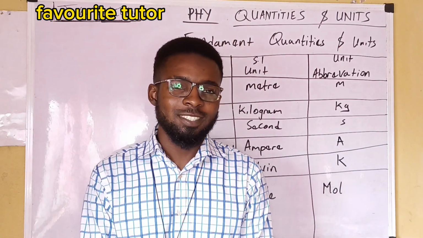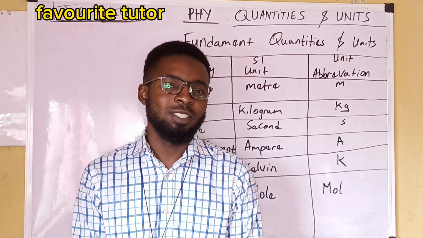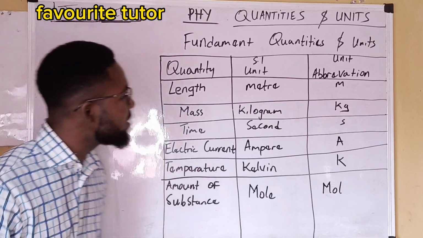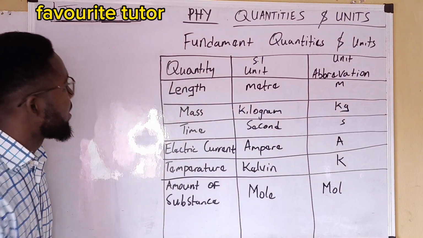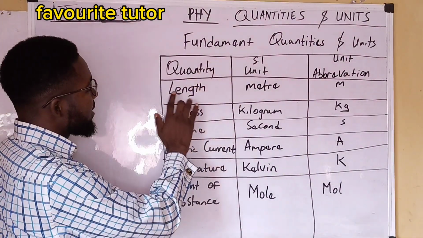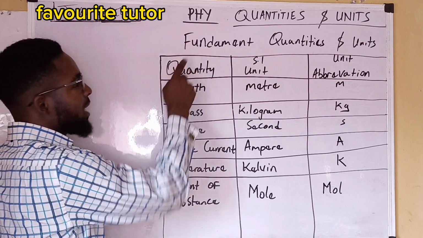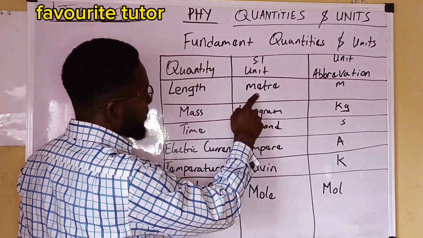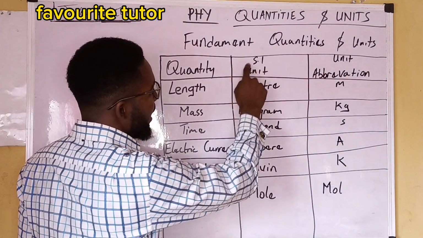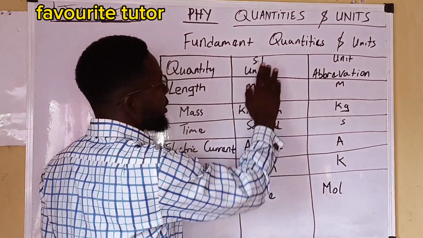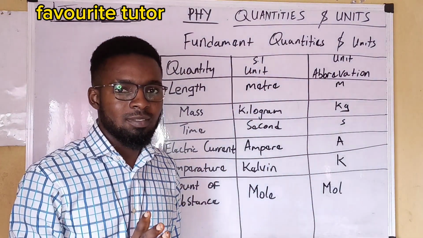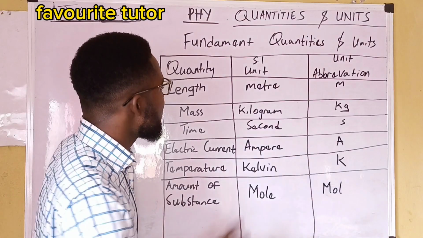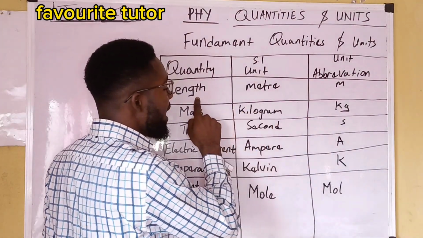What are the fundamental quantities and units? I have a table on the board. It shows some fundamental quantities and their units. The first one here is length. Length is a fundamental quantity, and the SI unit of length is the meter. By SI, I mean System International. It's an international standard unit recognized by scientists.